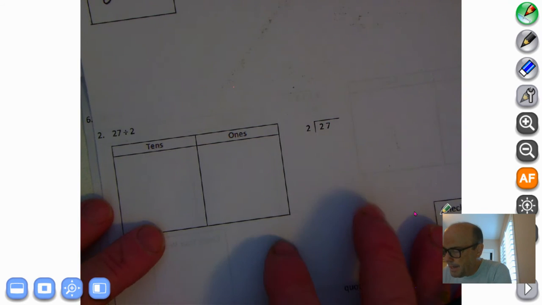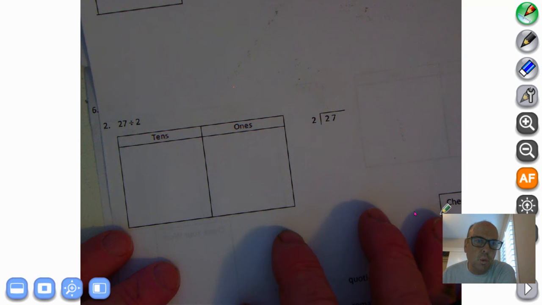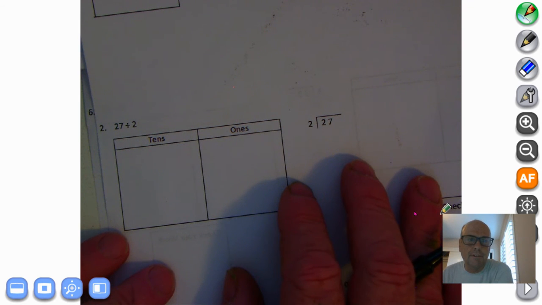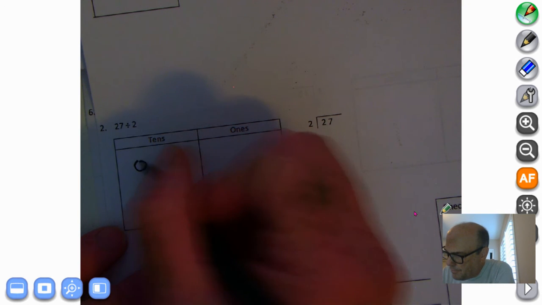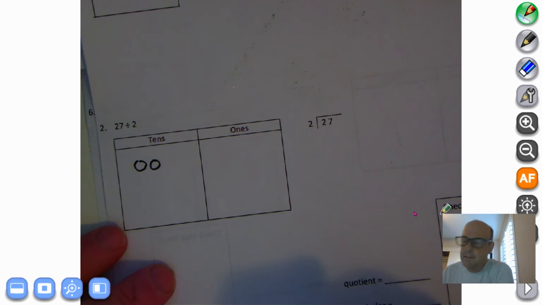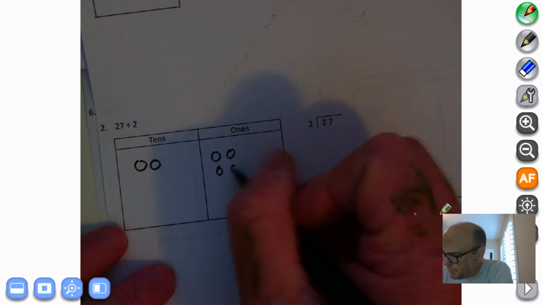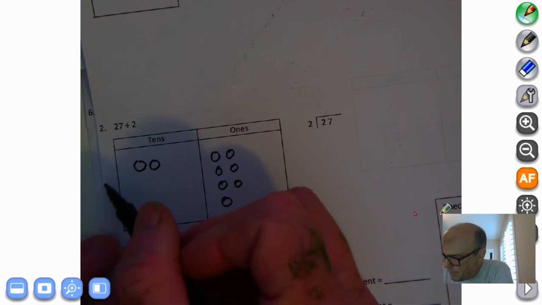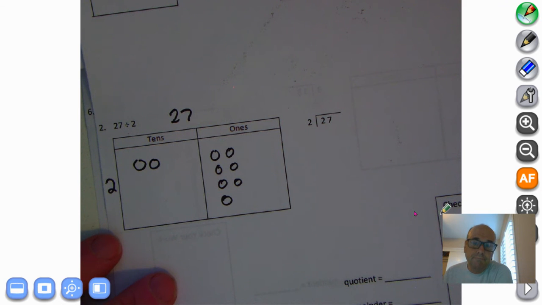Let's look at the next one we have, which is 27 divided by 2. Okay, getting a little more complicated here, all right? We're doing 27 divided by 2. So we have 2 tens and 7 ones. Notice I'm putting them in groups of 2 because I'm dividing by 2. So I'm going to put my 2 over here and my 27 up top. So that's what it looks like, okay?